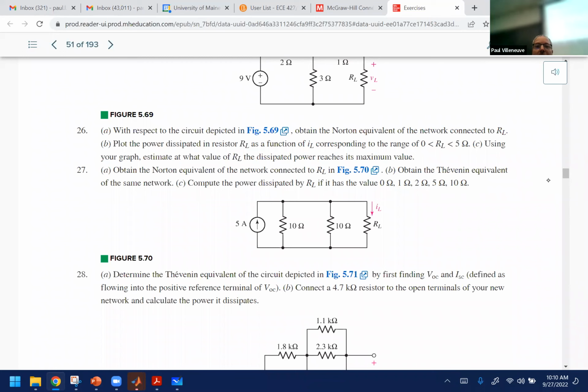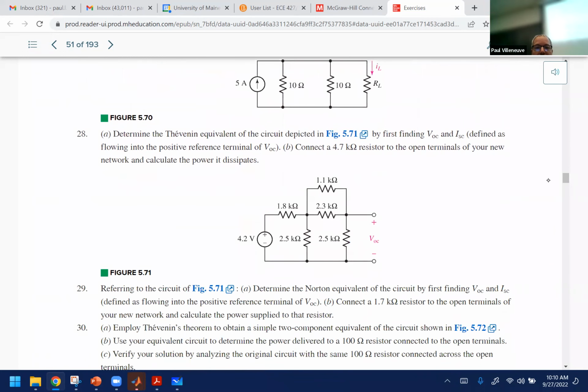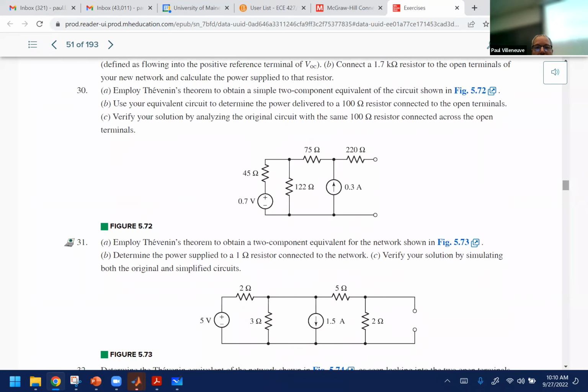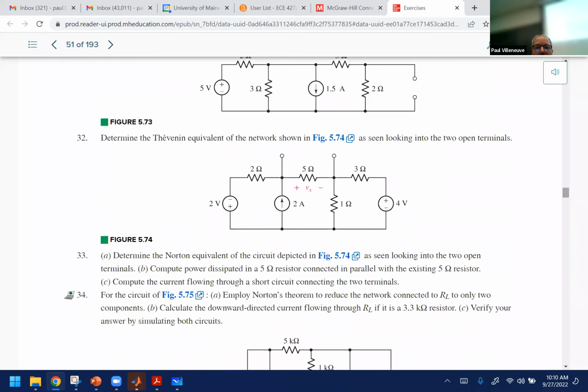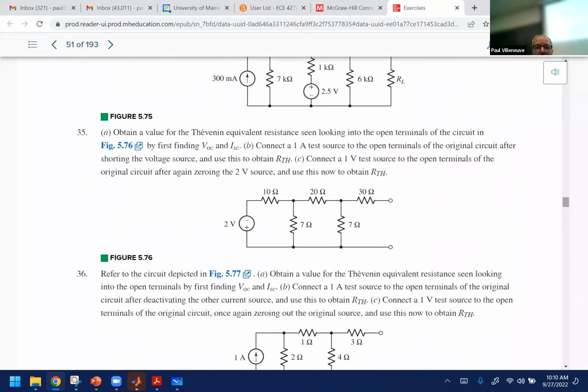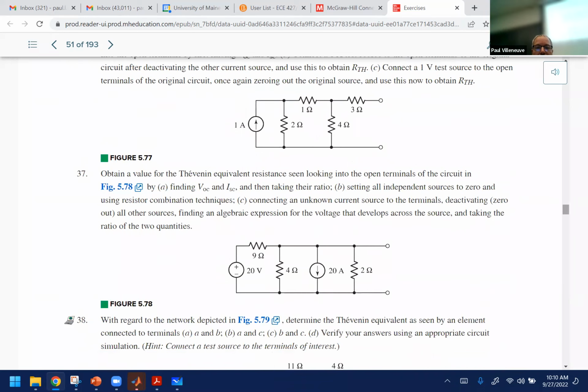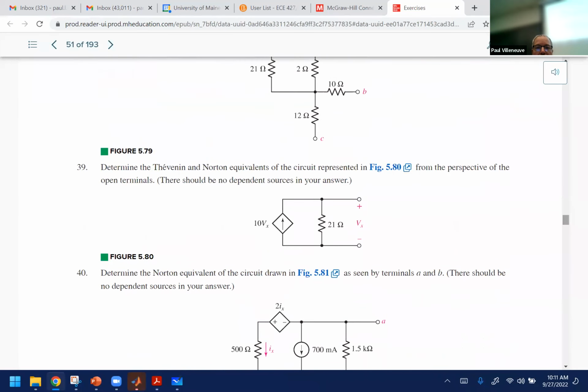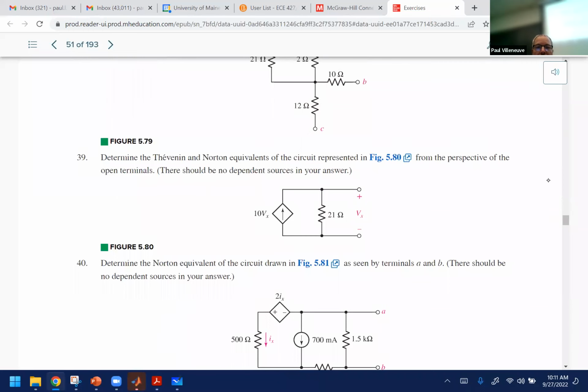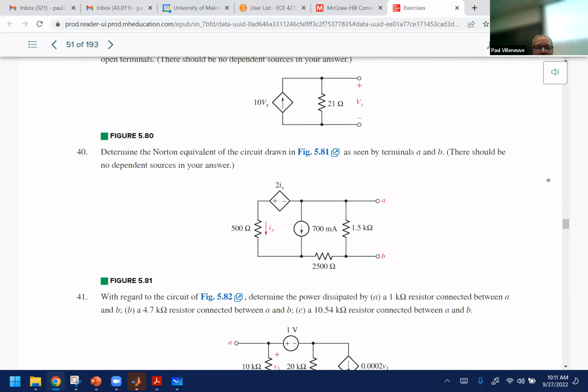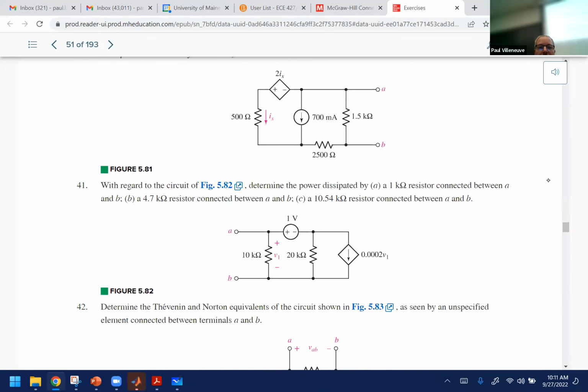Okay. All right, pick a problem. This one doesn't have a dependent source. No dependent, no dependent. Oh, 39 looks a little bit easy. Want to do 40? Trying to challenge me. We could do that. It's almost the same problem. It's just looking in a different direction, but that's fine.